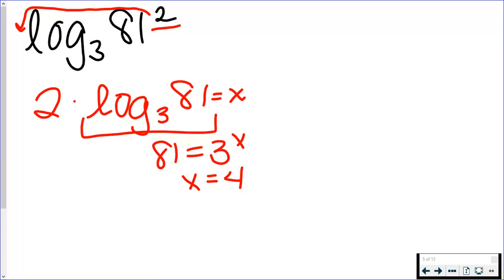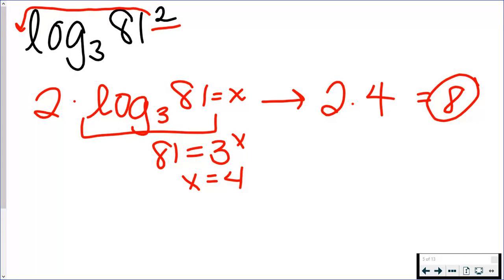Now remember, don't just circle 4 and say that that's your answer. We have to do 2 times the log. So this is really 2 times 4, which means the answer is 8.